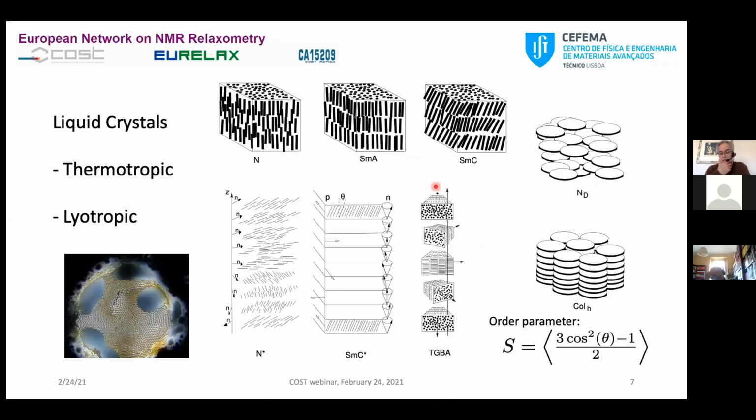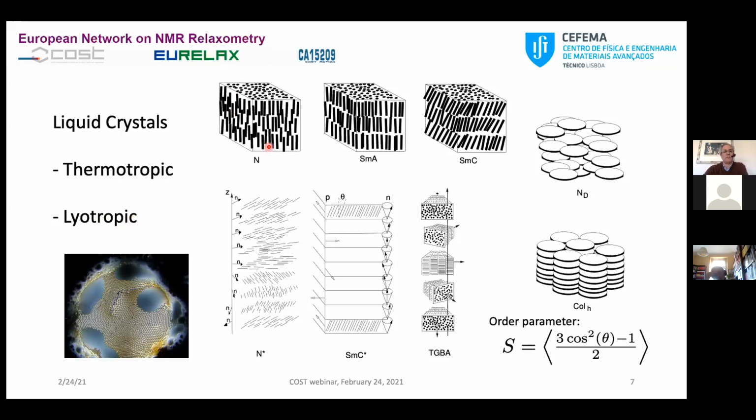Okay, so liquid crystals in these intermediate phases, these molecules that in some cases look like rods, in other cases like disks, organize differently depending on temperature. Usually it's temperature, but actually we can have liquid crystals formed with a mixture of compounds, usually a solute and a solvent, which can be water or another solvent, and different phases can appear just by changing the concentration of the solute in the solvent.